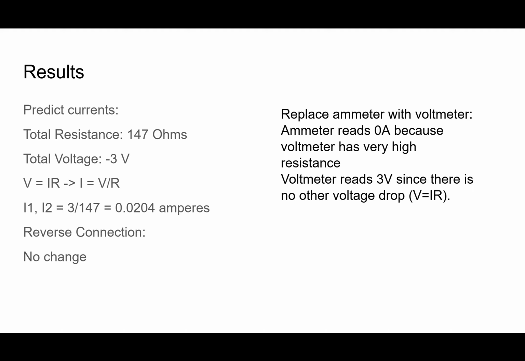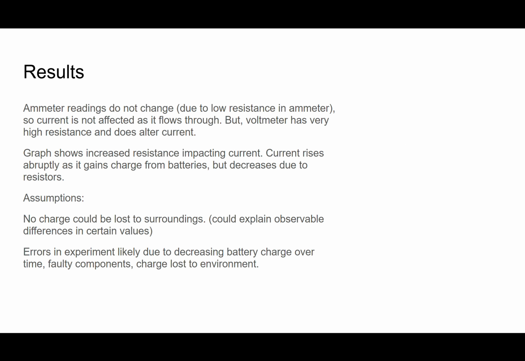When we replace the ammeter with a voltmeter, the ammeter reads 0 A because the voltmeter has very high resistance, and the voltmeter reads 3 volts since there is no other voltage drop. So ammeter readings do not change due to low resistance in the ammeter, so current is not affected as it flows through, but the voltmeter has a very high resistance, which does alter the current.